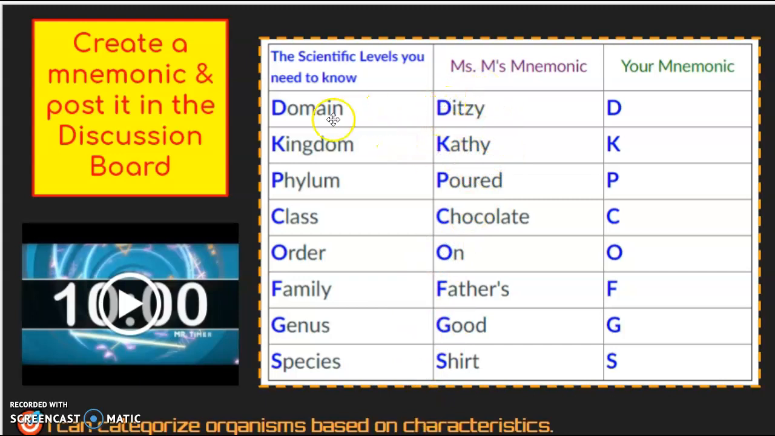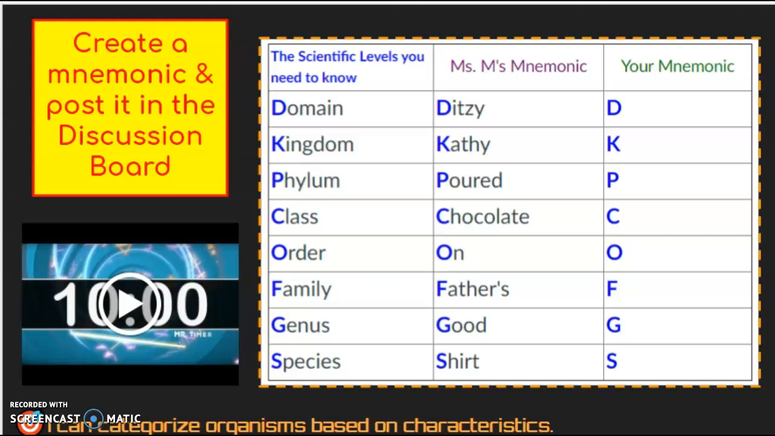And notice I used the first letter, that's why I made them in blue. And I made a sentence to help remind me the order of the levels of classification. So that's your mission today, is to make up a silly sentence that you can remember. And my 7th grade years were quite a while ago, and I still use this today to remember the order of these levels. So you will come up with your own sentence and you will post it in the discussion board as a response.